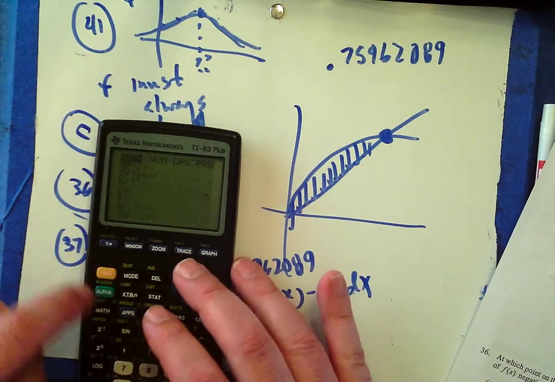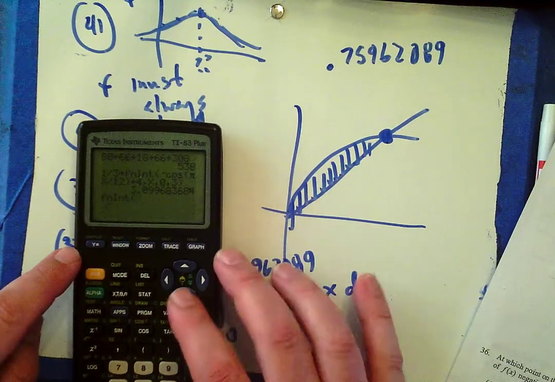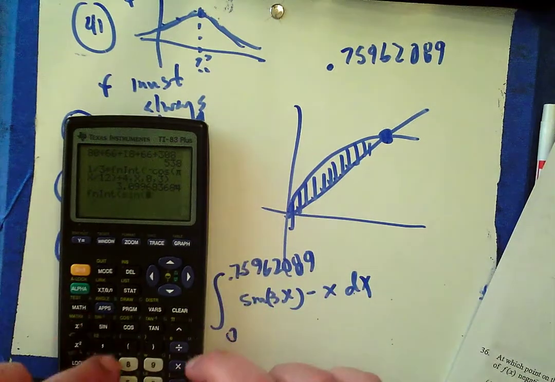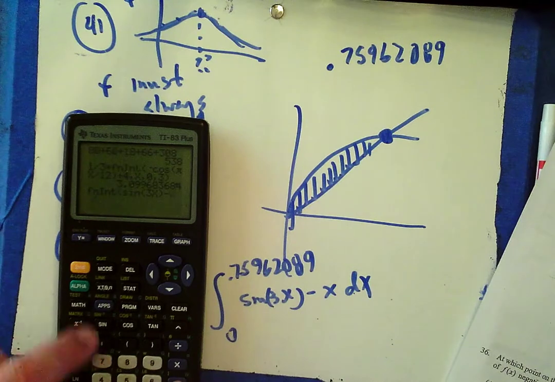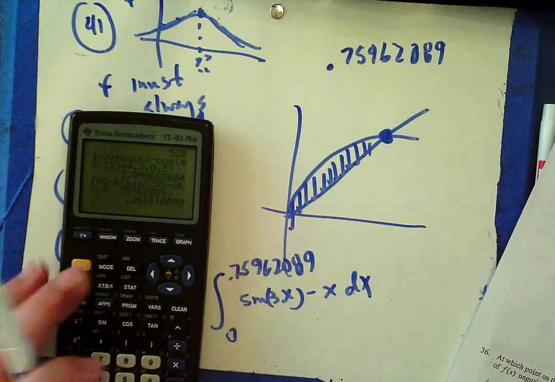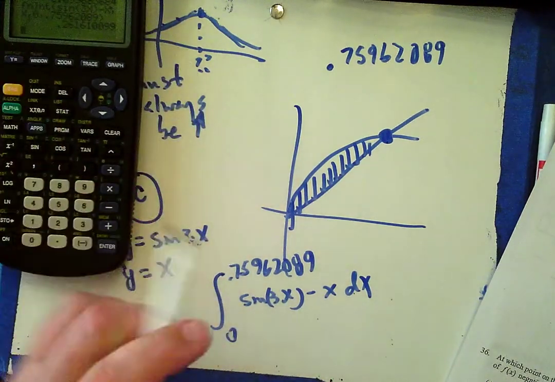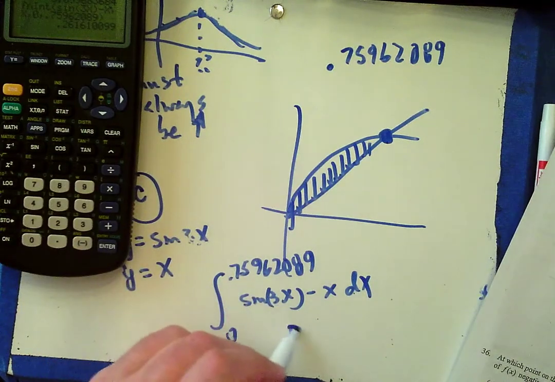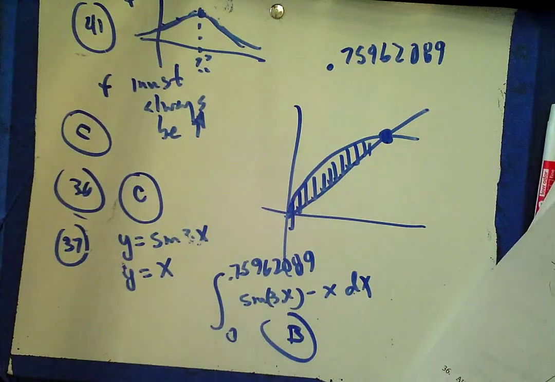Second quit, math, integrate sine of 3x minus x, don't forget to close that parenthesis, comma x, comma 0, comma 0.7596289, and we end up with 0.262. 0.262 is choice B. B for number 37. On the side, we have 38 and 39.